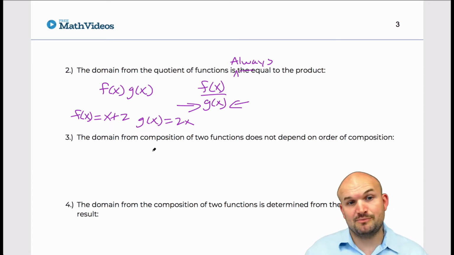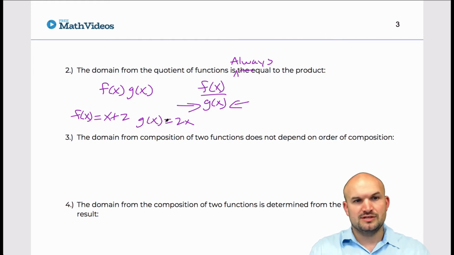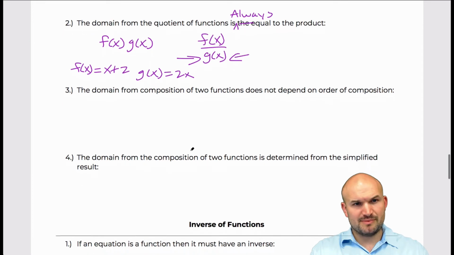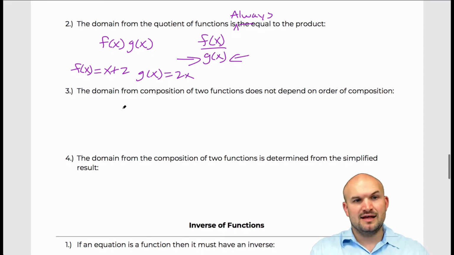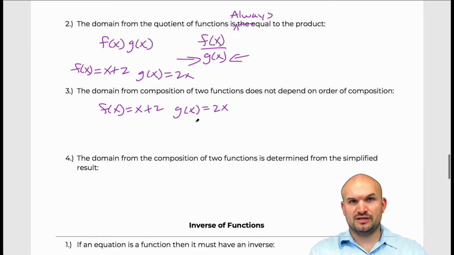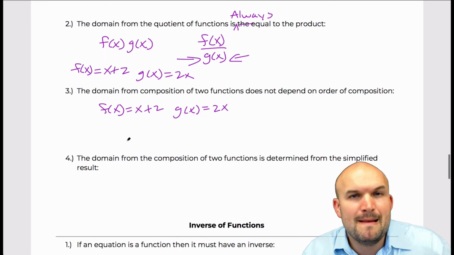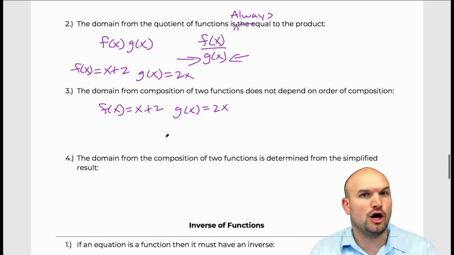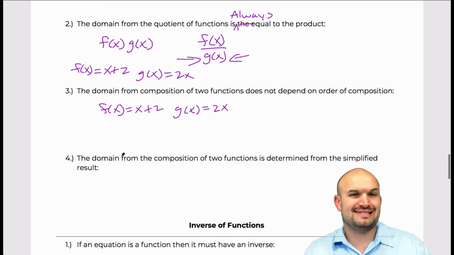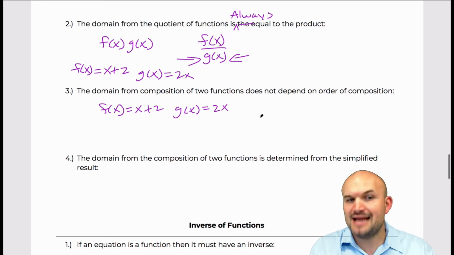All right, the next one is: the domain of the composition of two functions does not depend on the order of composition. That kind of makes sense if you look at f of x equals x plus 2, and g of x equals 2x. Obviously the composition, plugging one into the other, is going to give you different functions, right? So if you plug g of x into f of x and f of x into g of x, you're going to get different values. But the domain is still going to be all real numbers. It doesn't matter which one you do. But is that true for all functions? And that is not true for all functions.